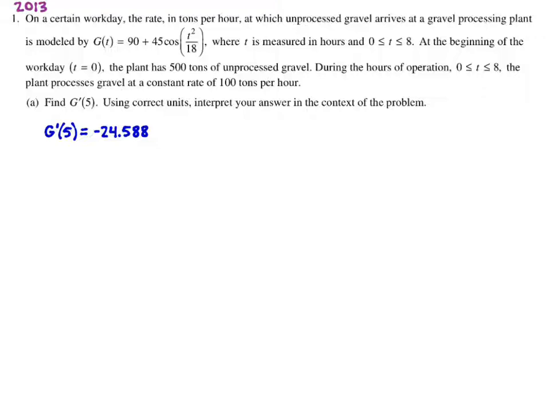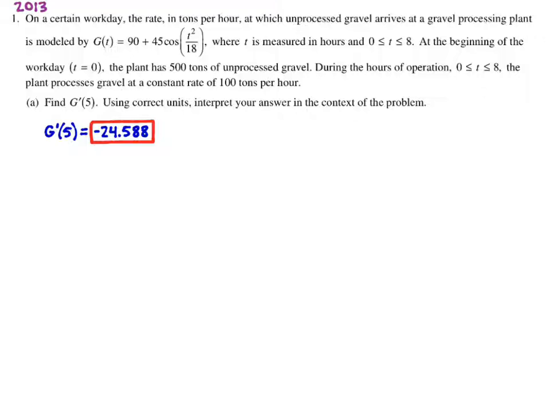We do not have to show the work of the derivative unless the problem specifically says so. And I would advise not to do that because you're prone to make mistakes. Okay, just use your calculator. So we get negative 24.588, and then it says use correct units and interpret your answer in the context of the problem. Well, first of all, using correct units, if G is tons per hour, that means G prime is going to be tons per hour squared.